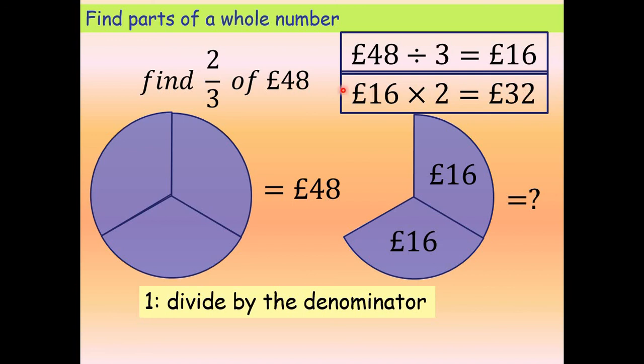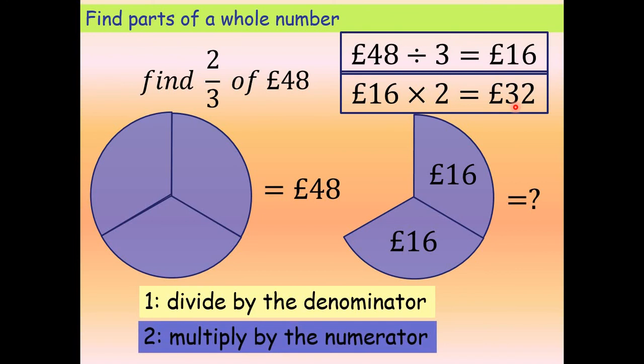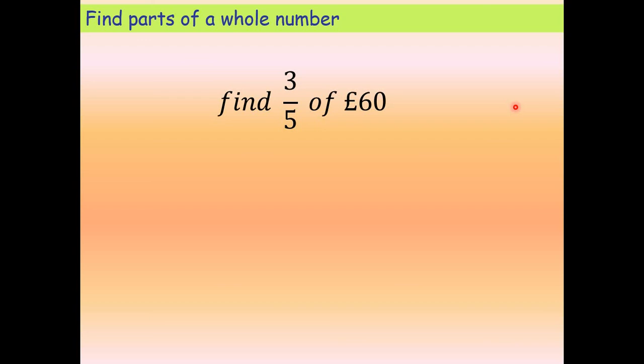So to recap that one, divide by the bottom, 48 divided by 3 is 16, and then multiply 16 by 2 to get 32. Multiply by the numerator, the number on the top. So here we go, and let's have a look at another one.